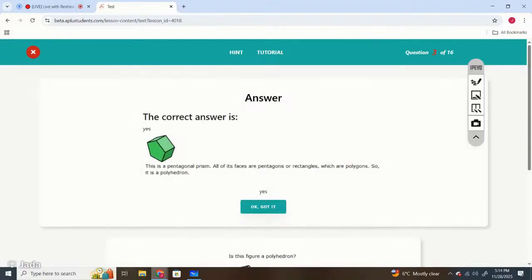Oh, yes, it is a polyhedron. This is a pentagonal prism. All of its faces are pentagons or rectangles. All of these faces are rectangles and pentagons, so they all are polygons. So this is a polyhedron, right? So the shape is a polyhedron.